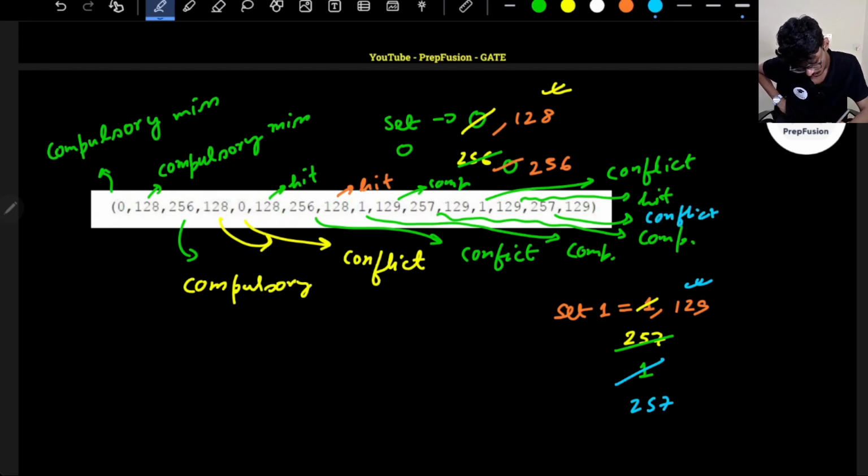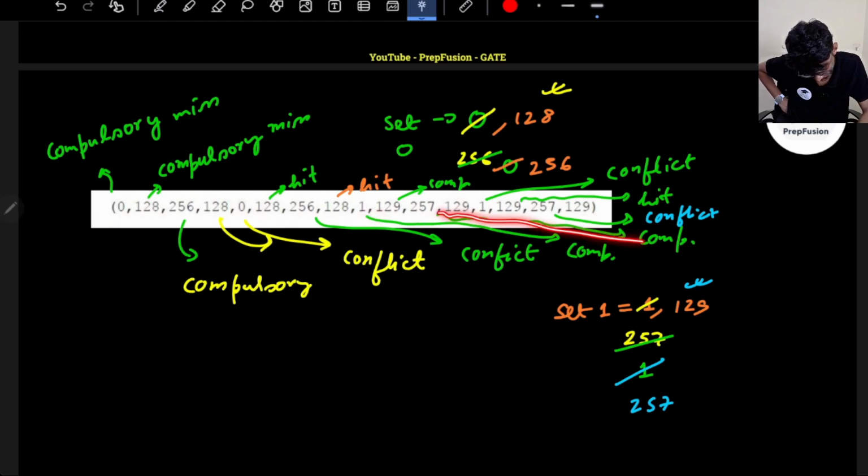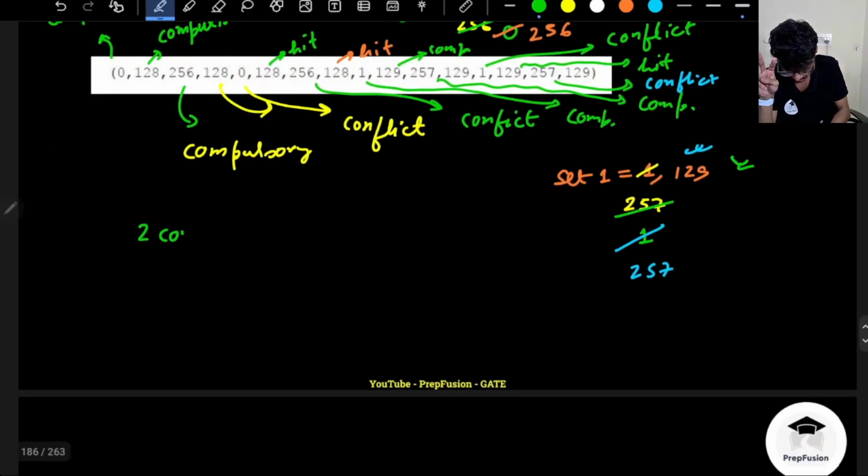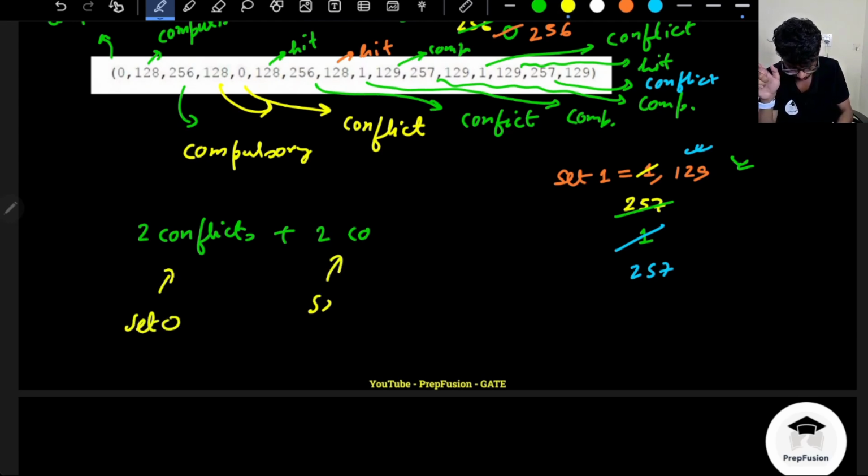So how many conflicts do I have? If I see, from here I have one conflict, two conflicts. I have two conflicts. Now again I am calling 129, so it is repeated and it will again be a hit. So this was the first iteration. The first iteration has a total of two conflicts here plus two conflicts in the set. This is for set 0, and this is for set 1.